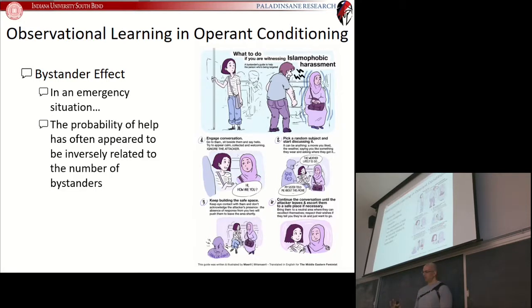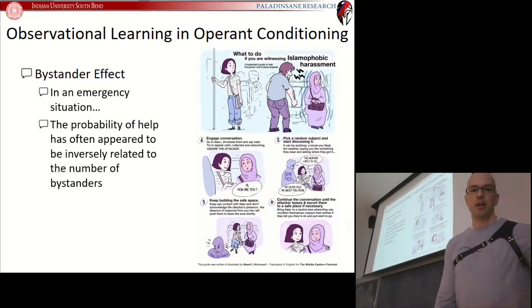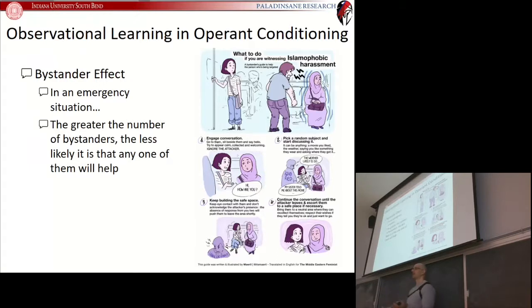The basic phenomenon is that in any emergency situation, the probability of getting help is inversely related to the number of bystanders around you. So if you need assistance, you are much more likely to get it if only one person is in your area than if 10 or 20 people are. And that is very psychologically weird. Logically, it doesn't make sense, because if one person is likely to help, then 20 people should be way more likely to help, right?